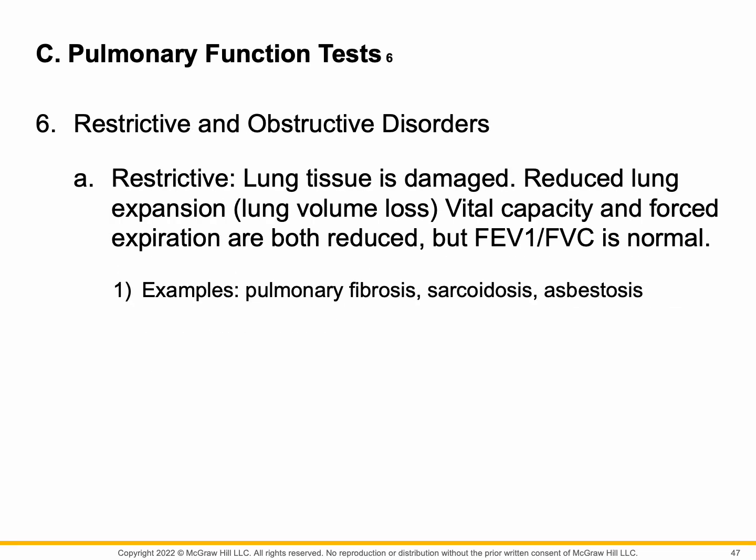Lung disorders often are divided up into restrictive versus obstructive disorders. Starting with restrictive disorders, this primarily involves reduced lung expansion, lung volume loss. Examples include pulmonary fibrosis, sarcoidosis, as well as asbestosis. Problems involved difficulty inhaling, shallow breaths. With a restrictive lung disorder, you'll see reduced FEV1, reduced vital capacity as well, but normal or increased FEV1 to FVC ratio.